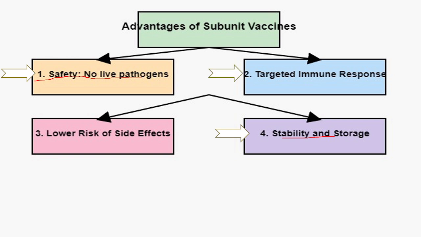We also have targeted immune response. It focuses the immune response on a specific antigen. So they are targeted. You don't just go and use any antigen. They have specific antigens they use. And then they have lower risk of side effects. Only the most immunogenic part of the pathogen is included, reducing the chance of adverse reactions. So it means they have a lower risk of this.